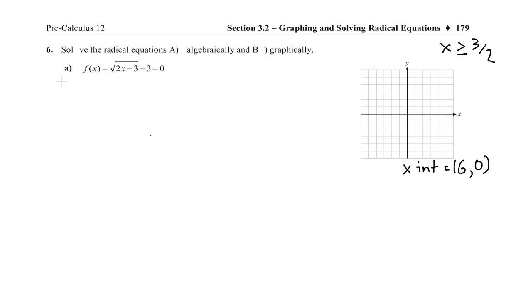So now that we have that, I find it very helpful to make a little table of values of our x and y values.